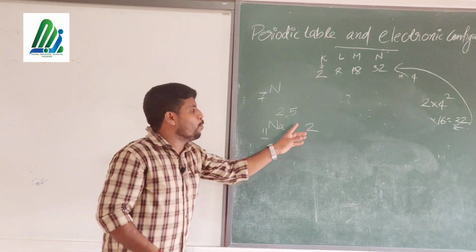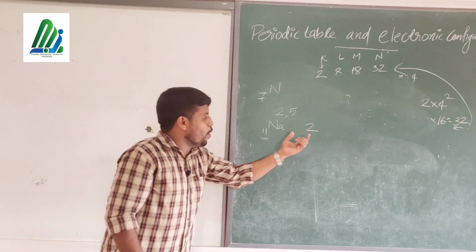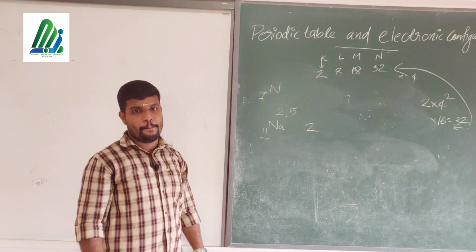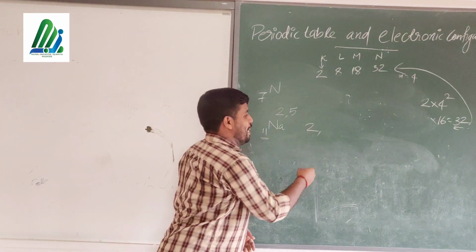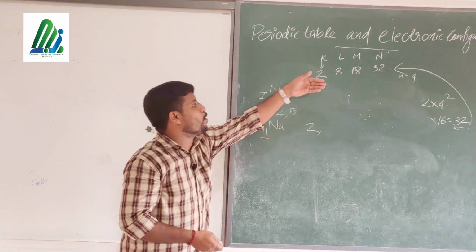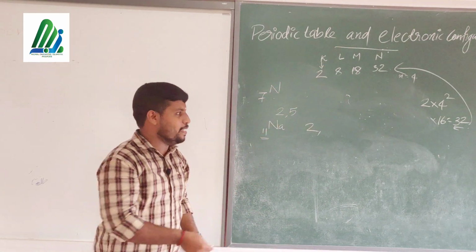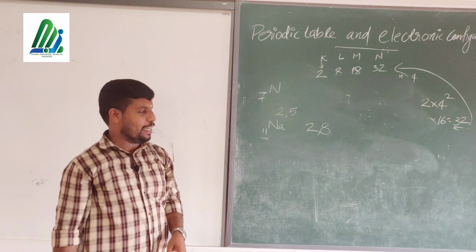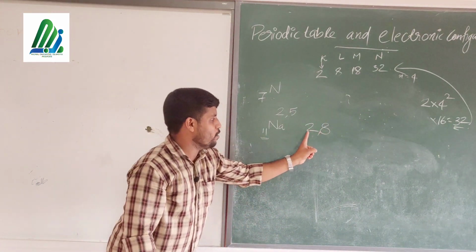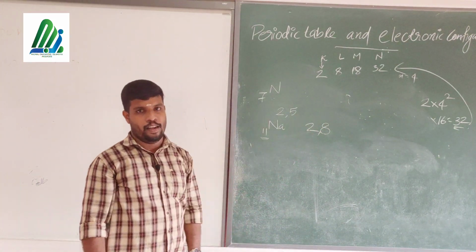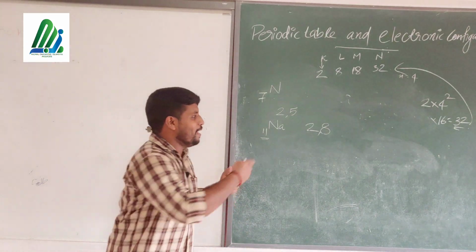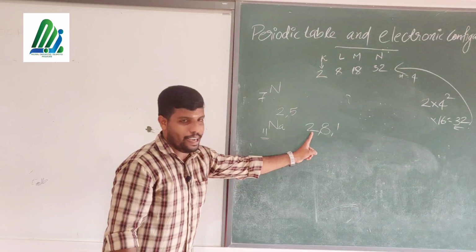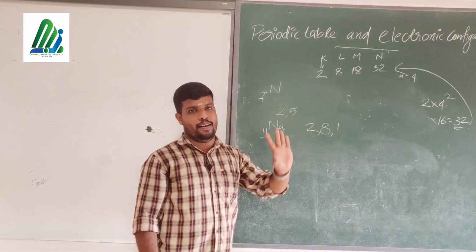Each electron wants to fill in the shells. So the 2 electrons are filled in the first shell. Then in the second shell, the maximum number of electrons possible to accommodate is 8. So we fill the 8 electrons in the second shell. Now the total number is 2 plus 8, 10. So one more electron is there, which is filled in the third shell. That's why we can write the electronic configuration as 2, 8, 1.